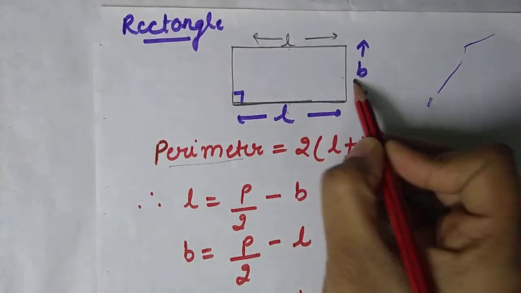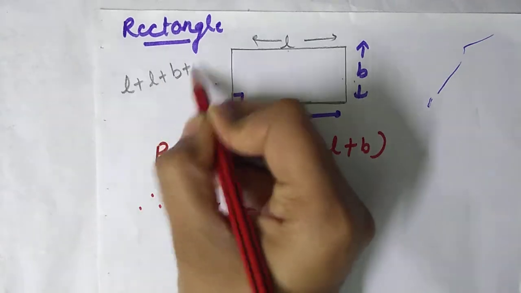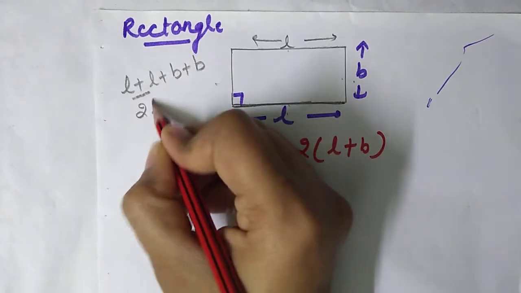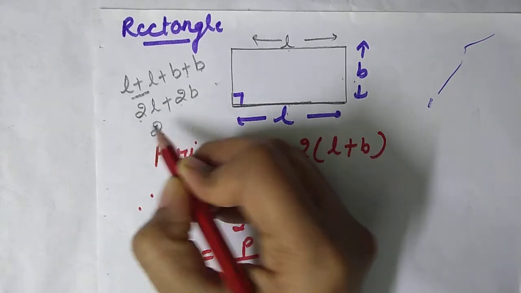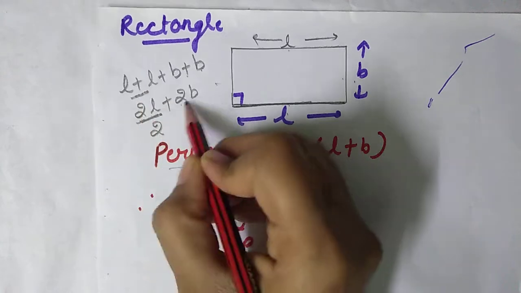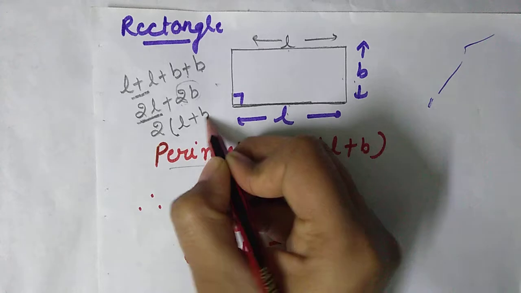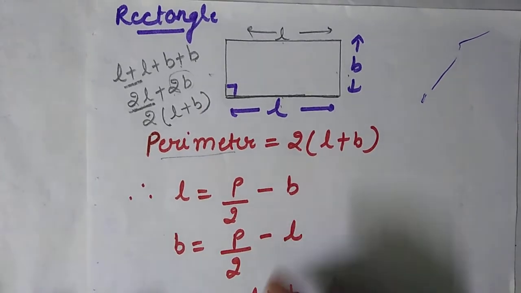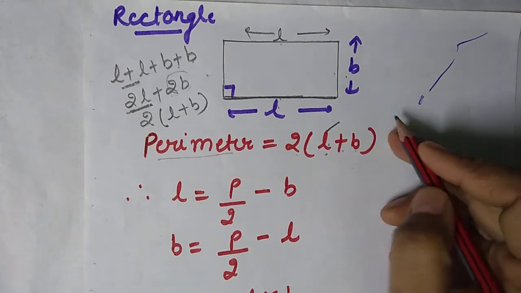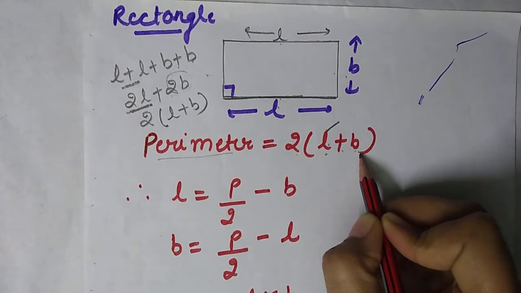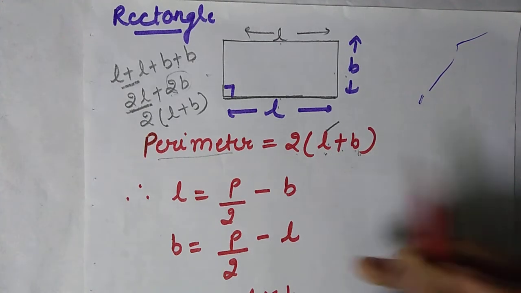Okay, it has two lengths and two breadths, so we have to add them, that is L plus B plus L plus B. So L plus L is 2L and B plus B is 2B. If I take 2 as common, because 2 is coming in both the terms, so I can apply distributive law, so 2(L plus B). Okay, so the formula for finding perimeter of a rectangle is 2 into (L plus B), where L represents length of the rectangle and B represents breadth of the rectangle. And remember that length and breadth must be in the same unit.